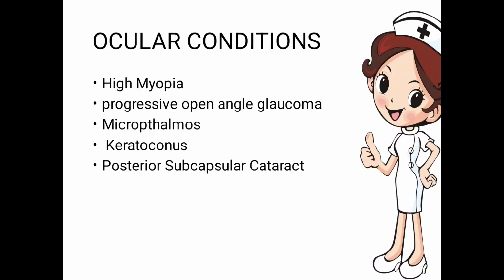And the next one is keratoconus. It is a corneal disease in which the curvature of the cornea becomes too steep. Next one is posterior subcapsular cataract, PSC, which may also be associated with it. So these all are the ocular conditions in retinitis pigmentosa.